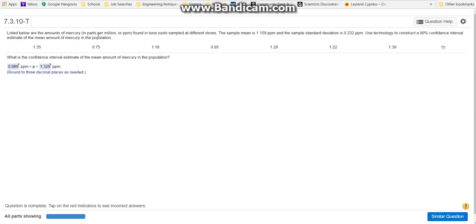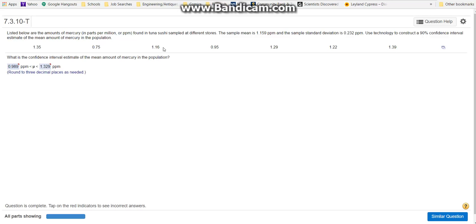Now, when do I use Z or T? Well, again, it goes back to the rules that we've been talking about. If I know the population standard deviation, then I use Z as in zebra. If I do not know the population standard deviation and the sample size is sufficiently large, then I can use the Z. If not, my only choice is to use the T.